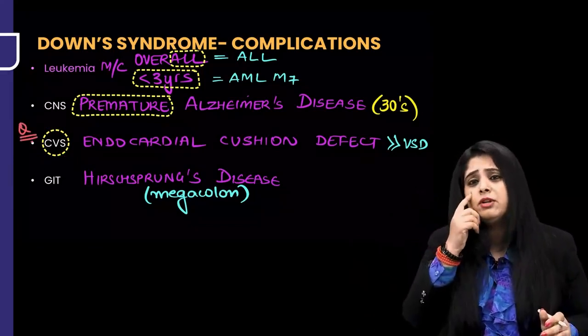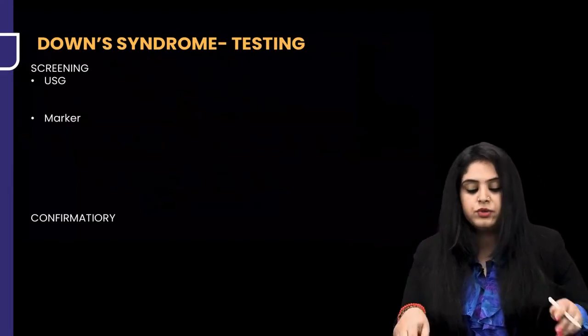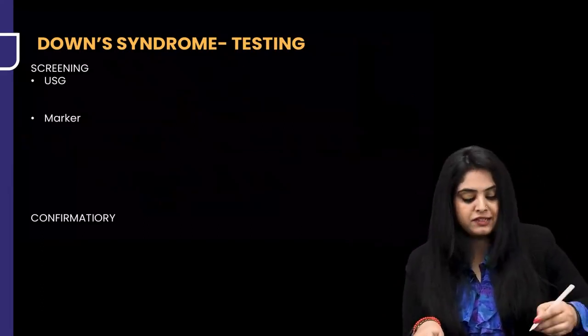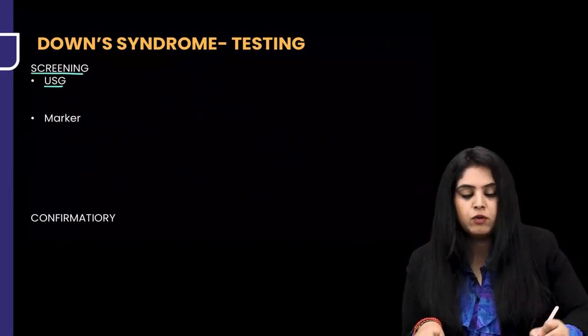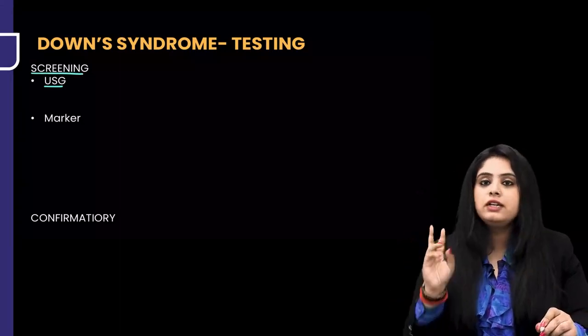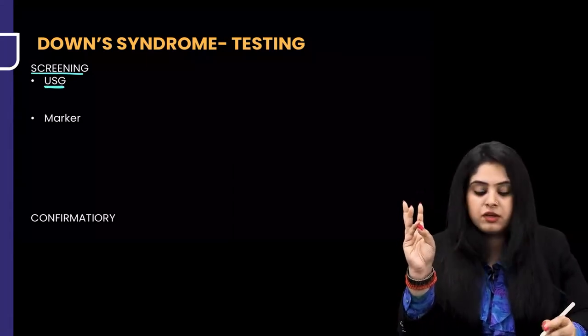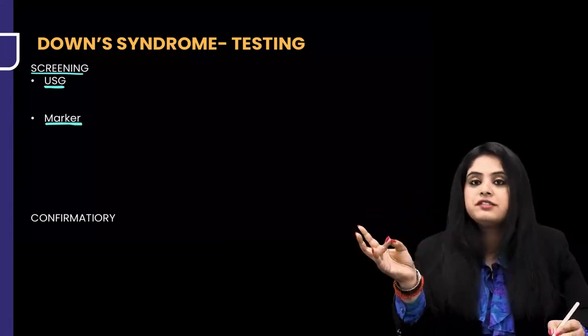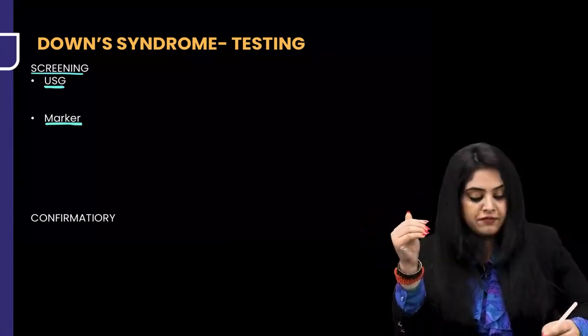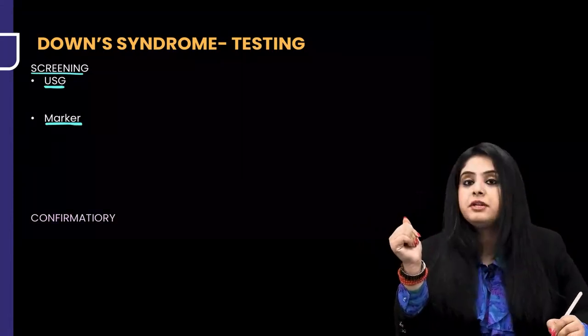Now I want to tell you a little bit of gynae also over here. How are you going to do the testing? So you'll say, ma'am, the testing is number one done in the form of a screening. So who does the screening? Two people do the screening. One, a radiologist does the screening in the form of an ultrasound, and second, a pathologist does the screening. But this is screening. After that, later on, I will tell you one confirmatory test also.